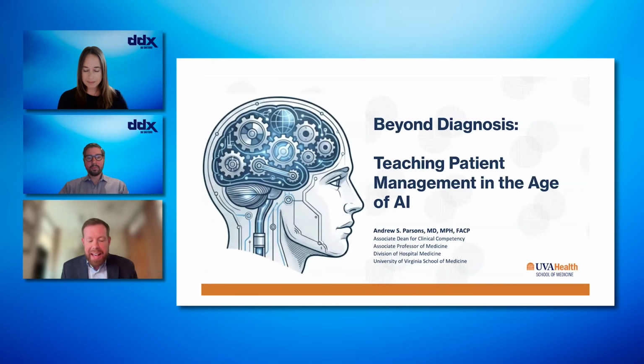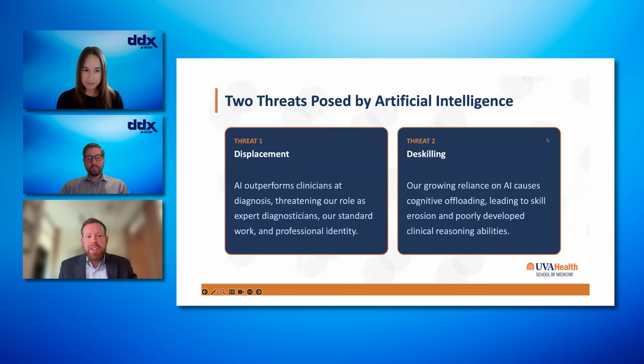So today I want to consider how our clinical reasoning education needs to change in a world increasingly shaped by artificial intelligence. I'm going to begin with two threats posed by artificial intelligence, and I'll say that I'm being a bit provocative here on purpose. The first threat is displacement. As AI systems improve at diagnostic tasks, they threaten the identity we've built around clinical expertise as physicians, as clinicians. So if the expert diagnostician is our aspirational model and a machine can do that work, then what does that mean for how we define our role, for how we do our standard work?